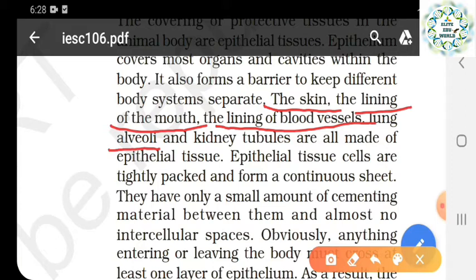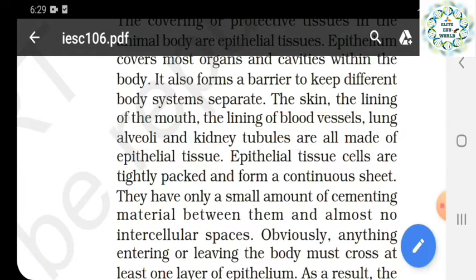To absorb the oxygen. And kidney tubules are made from the epithelial tissue. So the lining of the blood vessels, inside the lungs the alveoli, and the kidney tubules, these are all locations of this epithelial tissue. Kidney tubules are also made of epithelial tissue, so all this that is present inside the kidney is epithelial tissue.